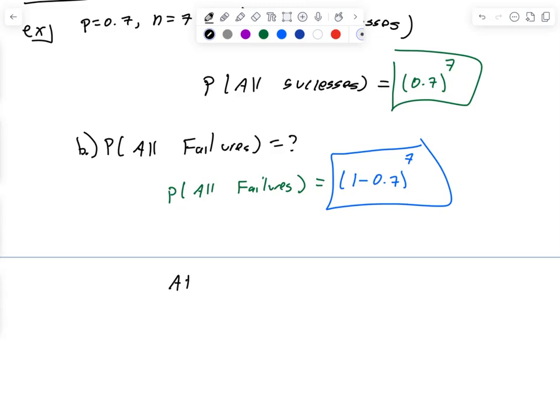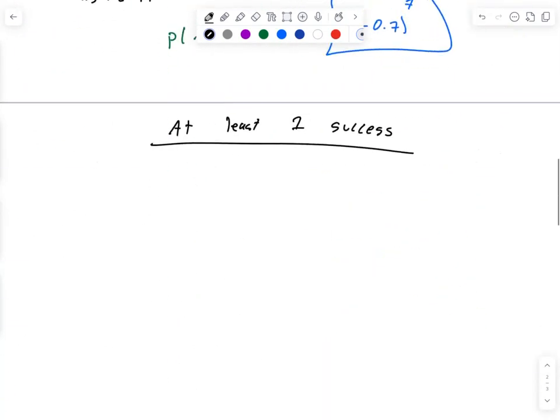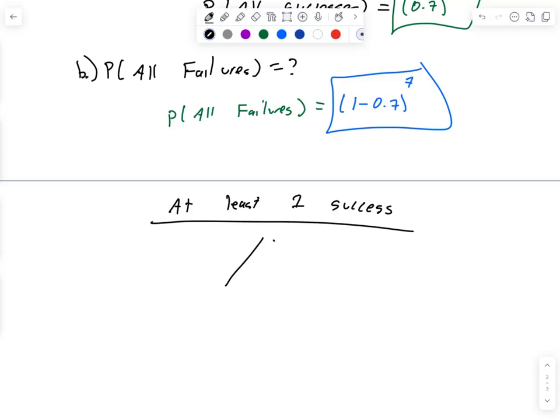Last type of problem, and this was the tricky one that we did at the end. What if it's at least one success? Going back to the tree diagram, there are two things that can happen. They can be all failures, or they can have at least one success.